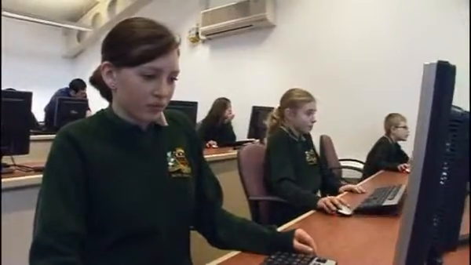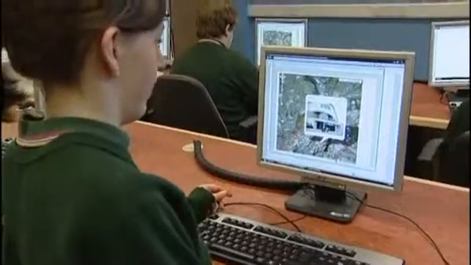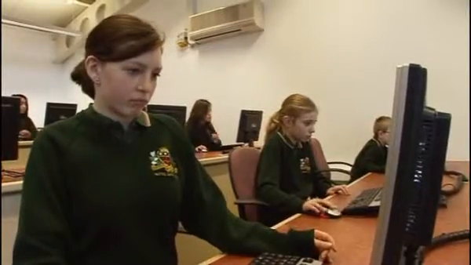Once they've looked at the various locations, the next step is to sort them into different land use categories. Okay, we've got the Sheffield Arena. Probably leisure and entertainment, because you can go and see shows there.